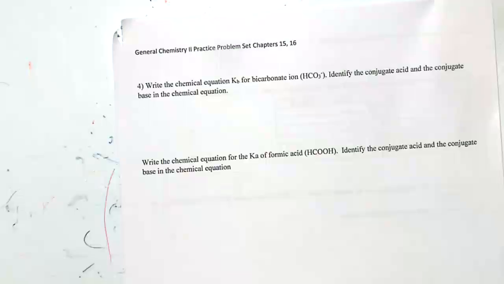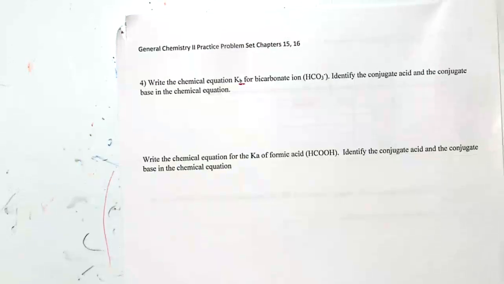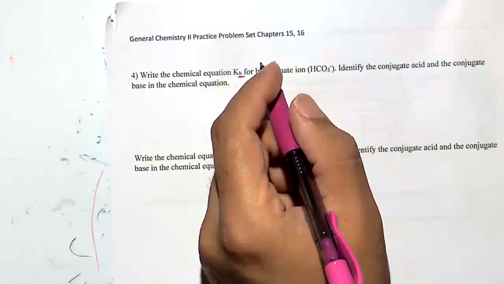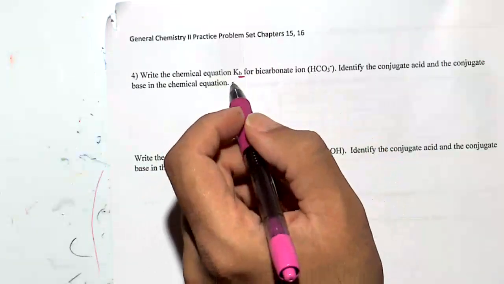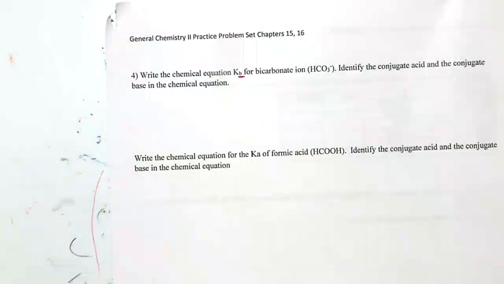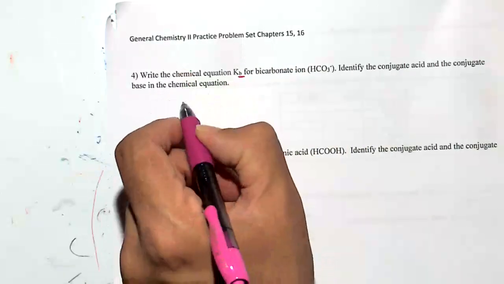So do you guys know how to write Kb and Ka equations? What does the B stand for here? The B stands for base. Now in this problem, we are asked to write the equation for the Kb, which means we have a weak base. What will a base make when it reacts with water? OH minus. What will an acid make when it reacts with water? H3O plus. So this is Kb.